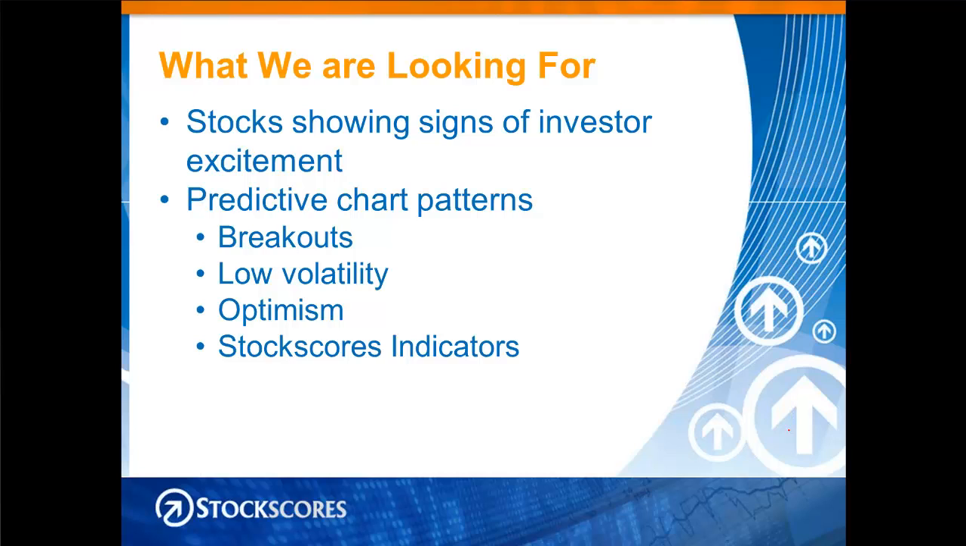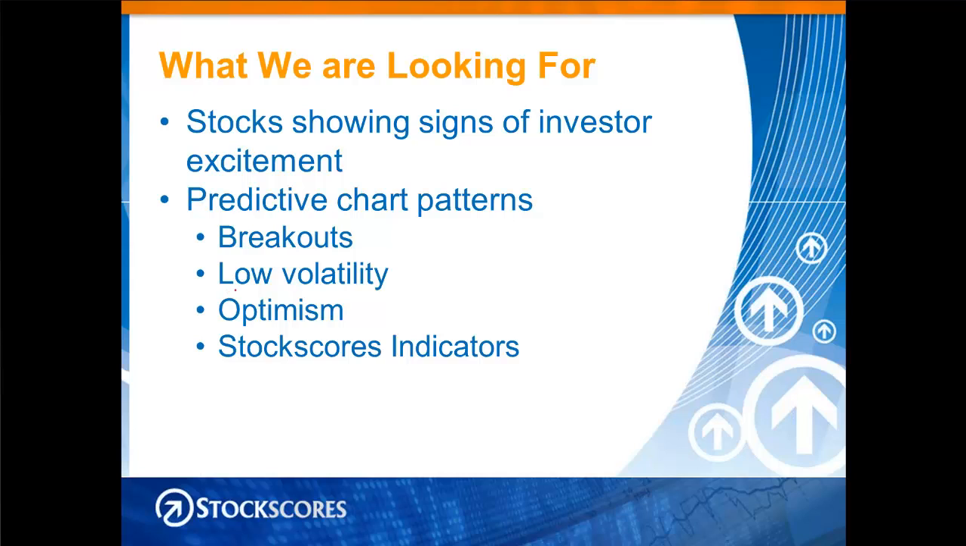And these stocks that show this abnormal activity are only good if that abnormal activity is coming from a predictive chart pattern. Now, what are the components of a predictive chart pattern? Well, typically we want a breakout through resistance.